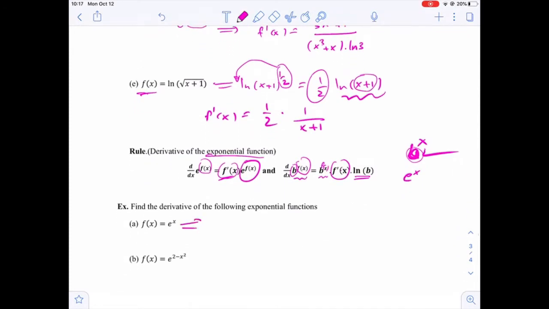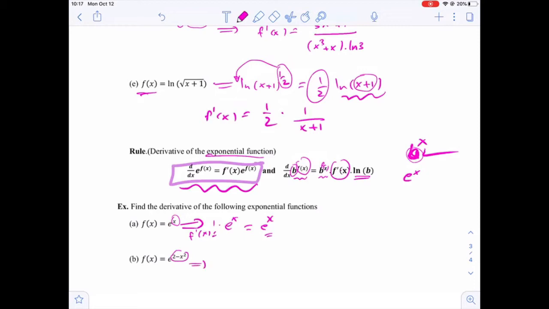Now let's apply it here. What is the derivative of f of x equals e to the x? The derivative of the power is 1. Here we apply this rule. The derivative of the x is 1, times the same exponential function. So the derivative is e to the x. So the function f of x equals e to the x has the same function as its derivative. We don't change anything. It's e to the x.